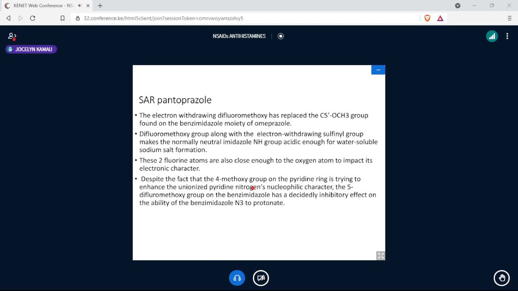Rather than increasing the nucleophilicity of the benzimidazole N3 nitrogen, it will decrease its nucleophilicity, and therefore decrease its pKa, and therefore decrease its basicity. In decreasing its basicity, it will decrease its tendency to protonate, and that is the reason we can use to explain the low reactivity of pantoprazole compared to omeprazole and lansoprazole.